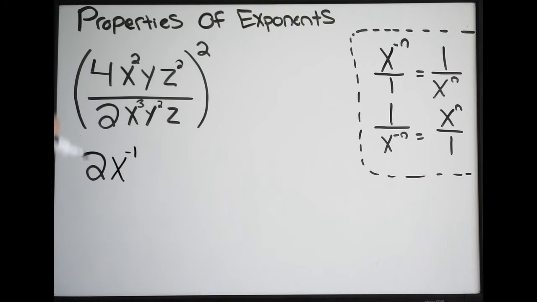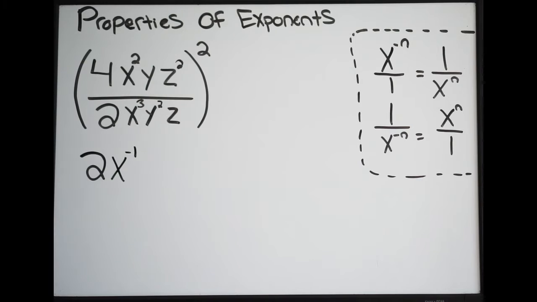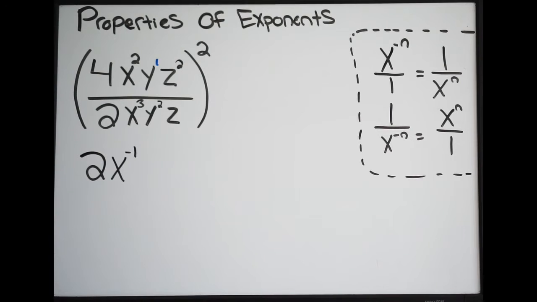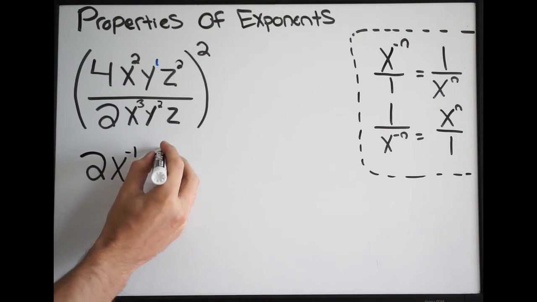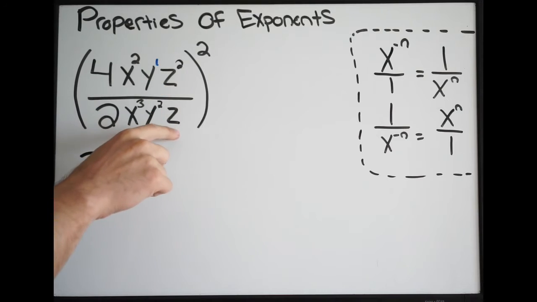Let's move on. Here I have y. Here I have y squared. They're both the same base. We're dividing, so we subtract the exponents. Now remember, this y really has an exponent of 1. So you're doing 1 minus 2, which is negative 1. So here we get y to the negative 1. And then continuing on, we have z squared and then z.